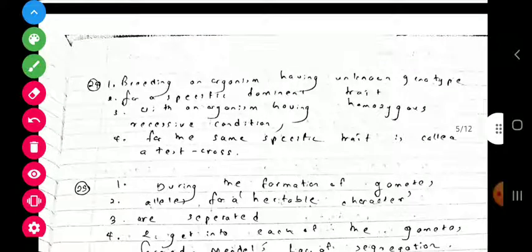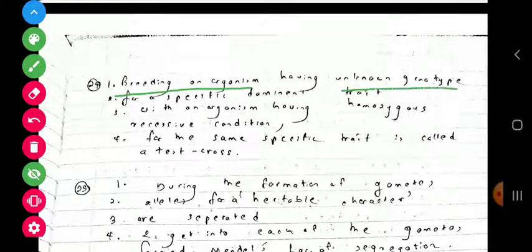So breeding. So what is a test cross? What do you mean by a test cross? Breeding an organism having unknown genotype for a specific dominant trait. Which kind of organism are you breeding now? An organism having an unknown genotype. You don't know what its genotype is, for a specific dominant trait.